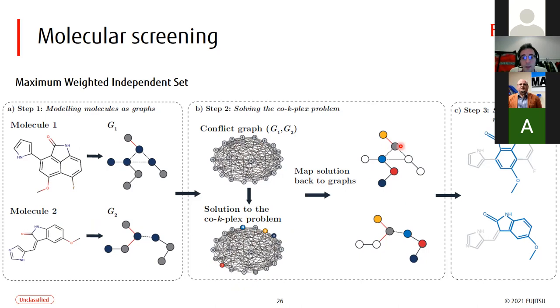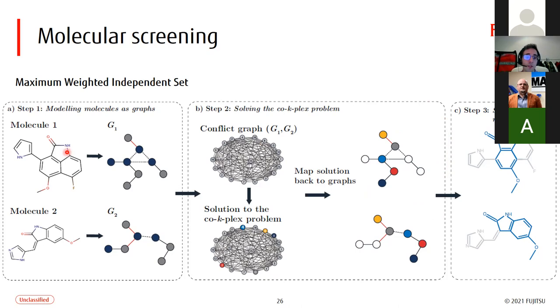And when we have this solution, what we need to do is the inverse problem. So what we need to get is what are the real atoms that are similar enough in each of the molecules.